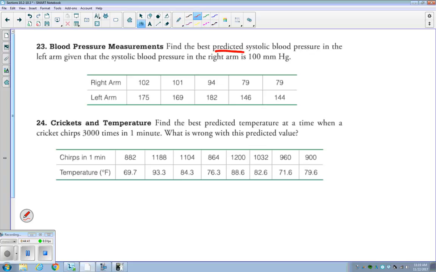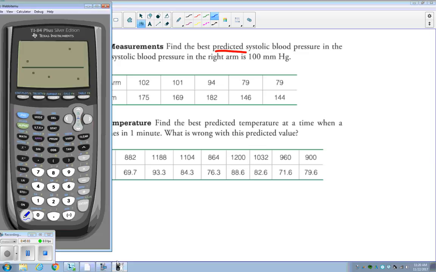I'm predicting the left arm, so the left arm has to be going in L2, which is going to be my Y. That means my right arm has to go in L1, and that really is my X. Okay, so let's go in and enter the data first. I'm going to edit my lists.